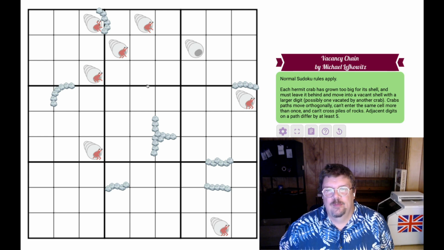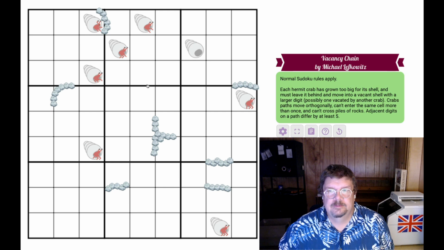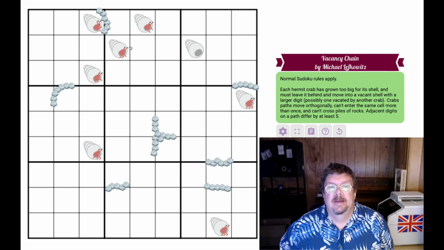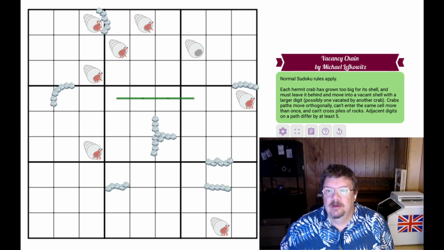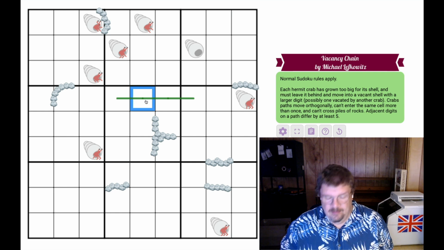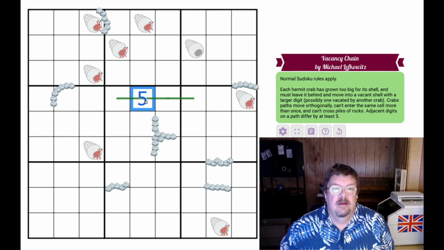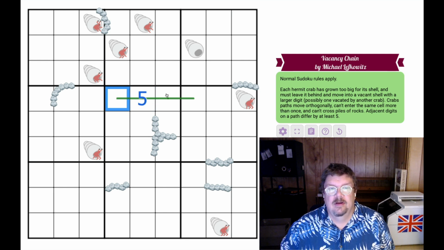So, going from crab to crab, we're making a German whispers line. Going from shell to shell, we're making a German whispers line. Let's talk about that for a moment. First of all, we can't put a 5 on a German whispers line because if we did, what would this digit be? It would either have to be 0 or negative, and that's not going to work, or 10 or more, and that's also not going to work from a Sudoku perspective.